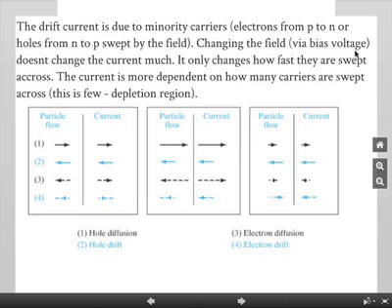Changing the field by a bias voltage doesn't change the current much. Okay. It only changes how fast they're swept across. The current is more dependent on how many carriers are swept across. This is a few small depletion region.